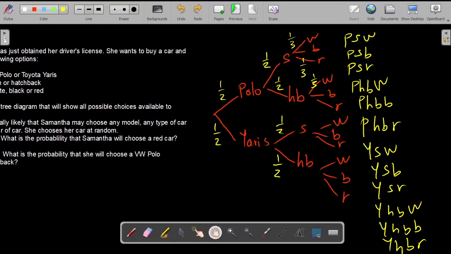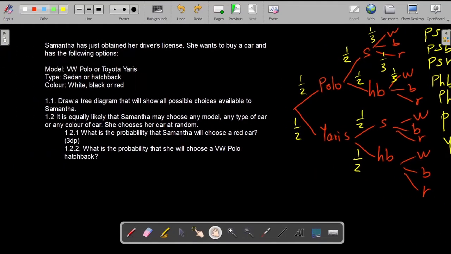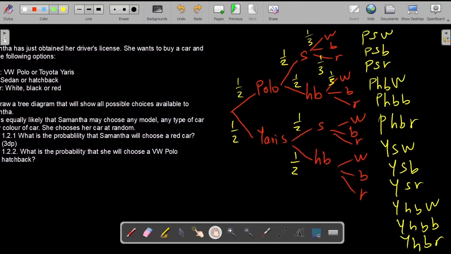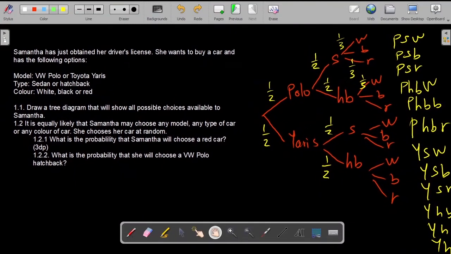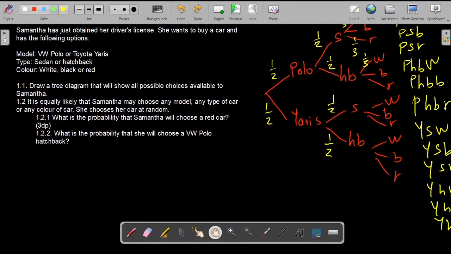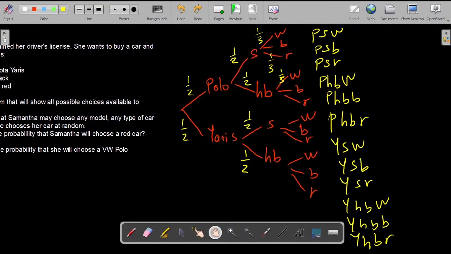And just so you understand that we can fall in any of these options, or we can go along any of these branches, because we don't know if we are randomly picking. And the next question actually does talk about randomly picking. And it says, it is equally likely that Samantha may choose any model, any type of car, or any color. So that is why we basically use the 1 over n, because everything is equally likely. And now she chooses a car at random, so we don't know which option we're going to fall under.